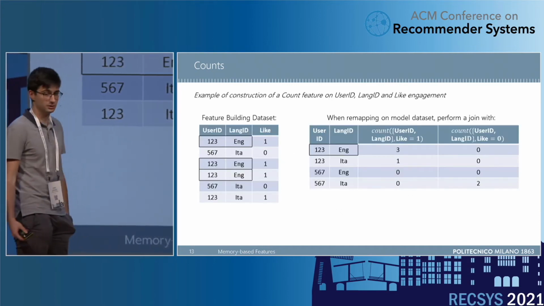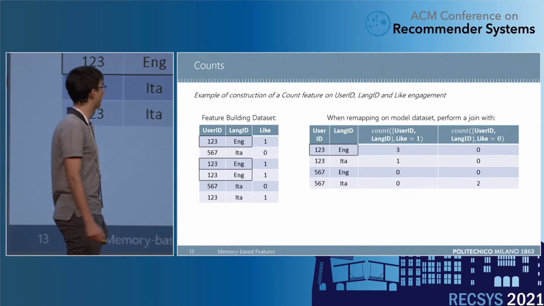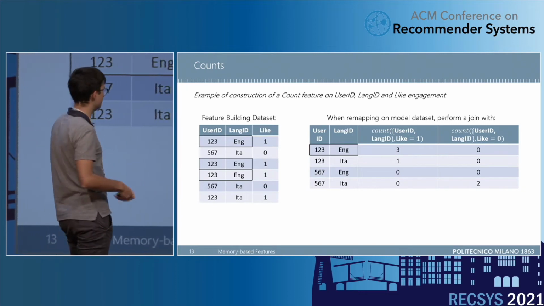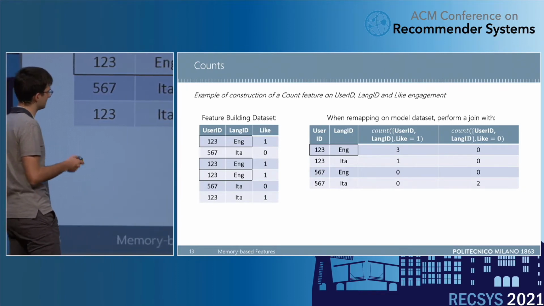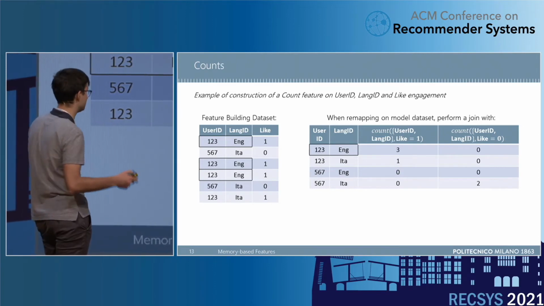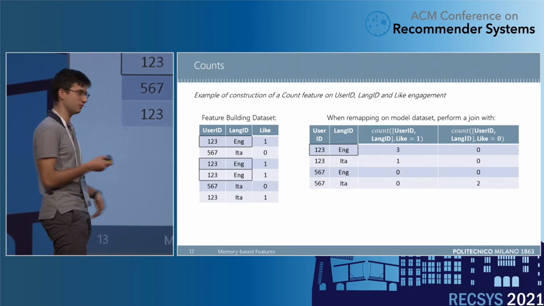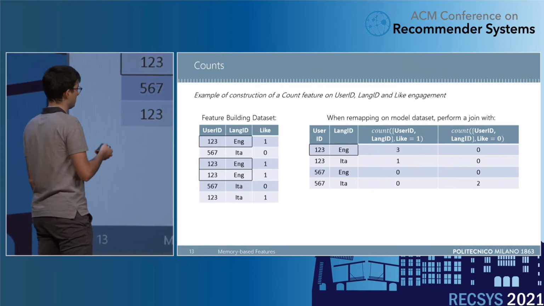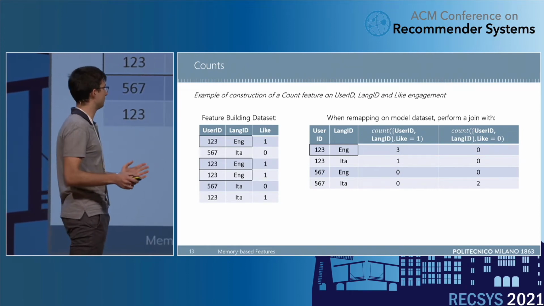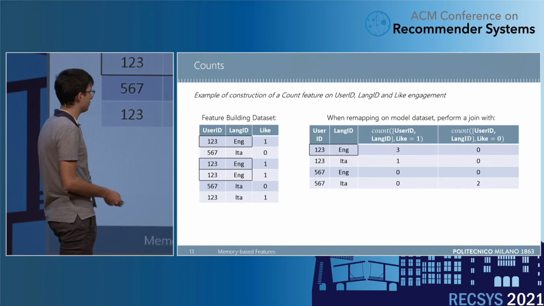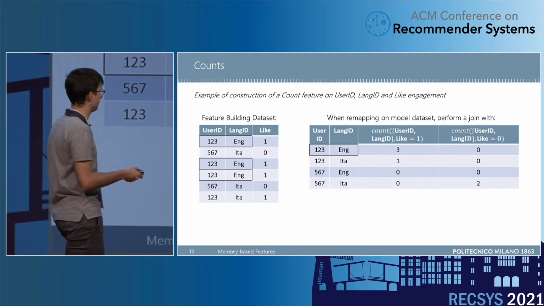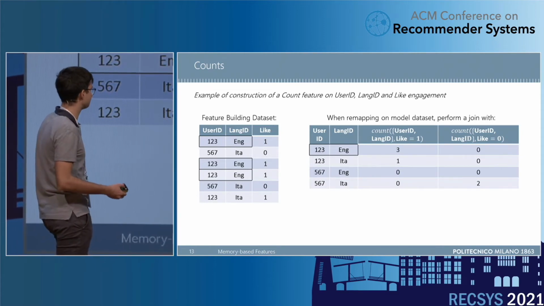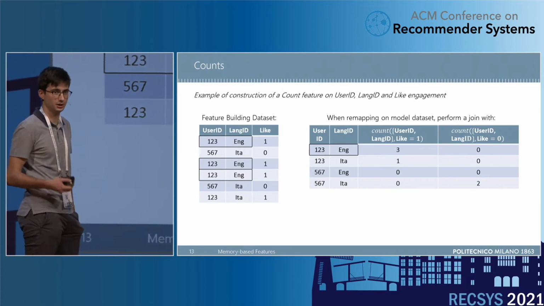As an example of counts, we can see this simple example about user ID and language ID. In order to count the number of interactions that the specific users had with tweets of specific languages, given a specific target value for the like interaction, we can go over the feature building dataset, count the rows, and then store this information in a separate dataset. Then we can rejoin all this information onto the model training dataset, and this allows us to have new features that can enrich the model performance.